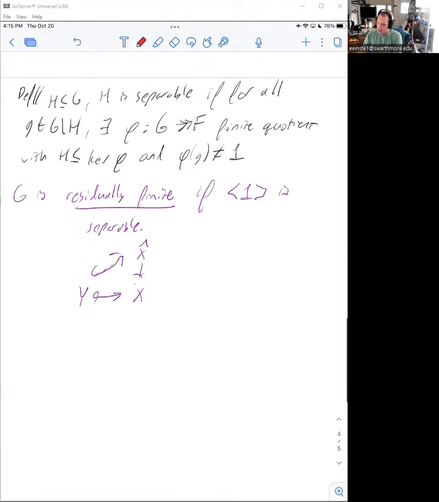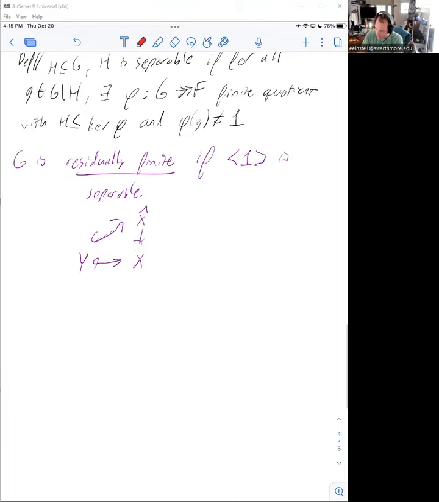So one natural consequence of all of this is a theorem, in part due to Groves and Manning, who deserve the credit for doing a lot of the heavy lifting, and also myself.